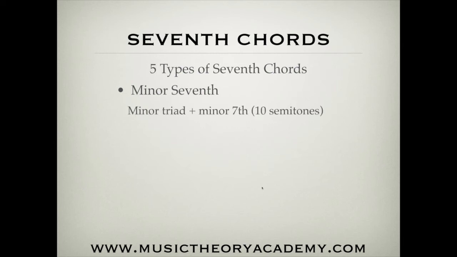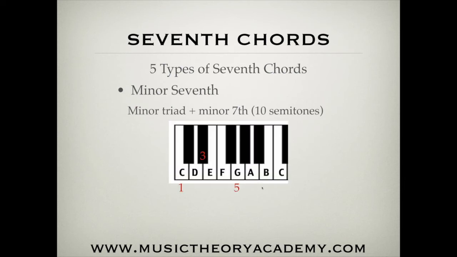Now the minor seventh is built on a minor triad and then a minor seventh on top again, the 10 semitones. So here's a minor triad made of C, E flat and G as our minor triad. Now we've already counted up semitones, so we know that takes us to B flat. And you get that sound.